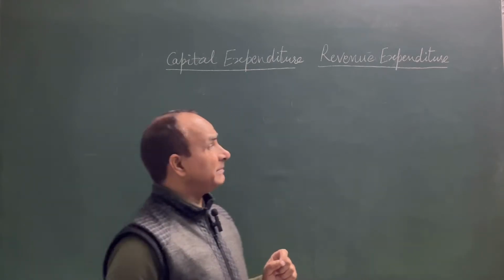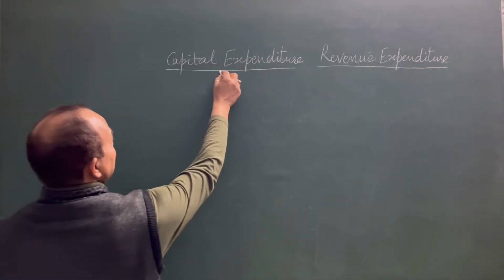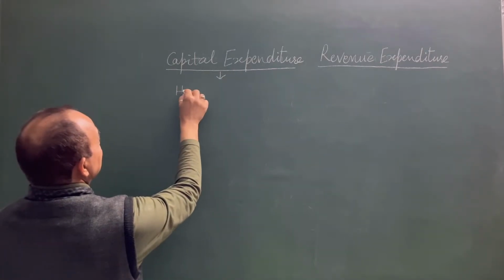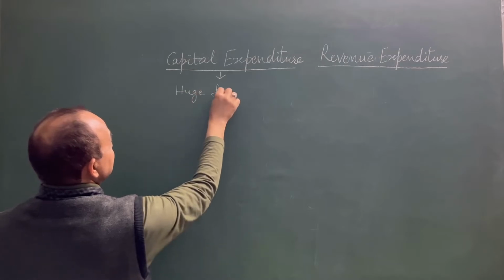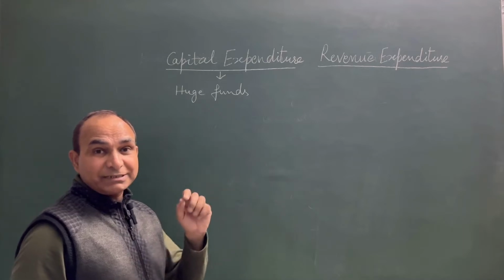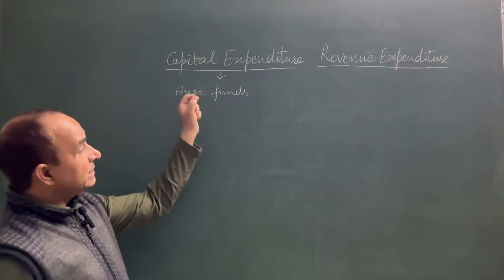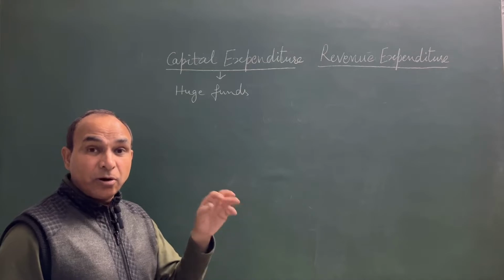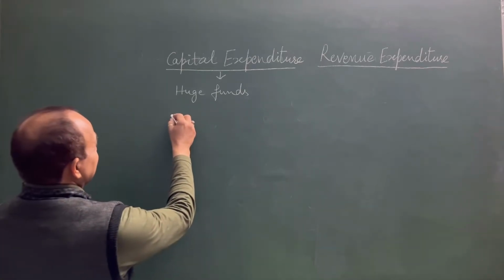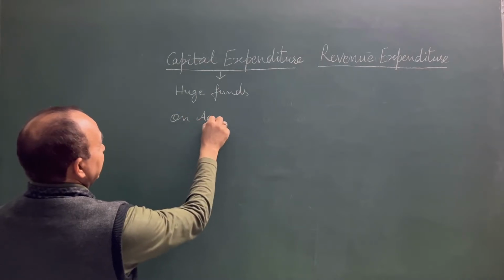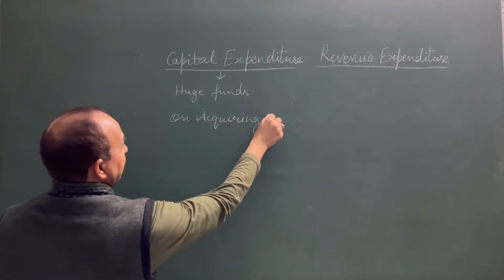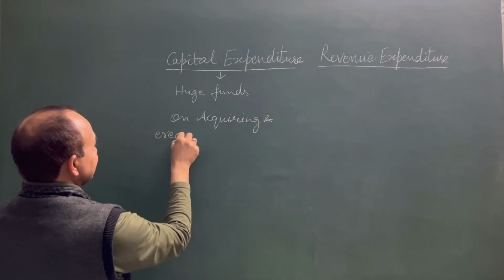Then what is capital expenditure? See, students, capital expenditure. Firstly, I would like to tell you capital expenditure involves huge funds. Large amounts of funds are involved in capital expenditure because capital expenditure is the amount spent on acquiring and erection of fixed assets.